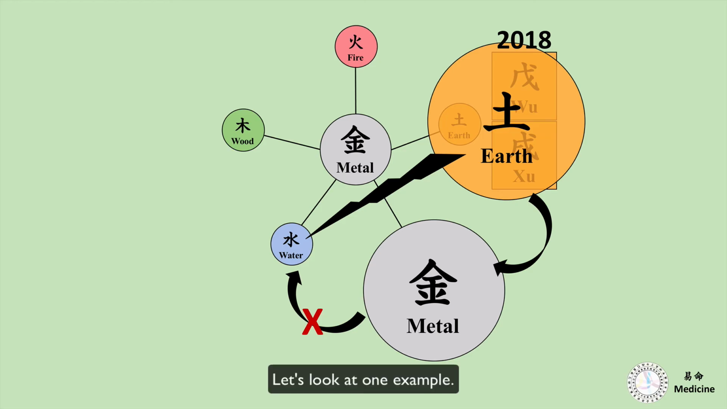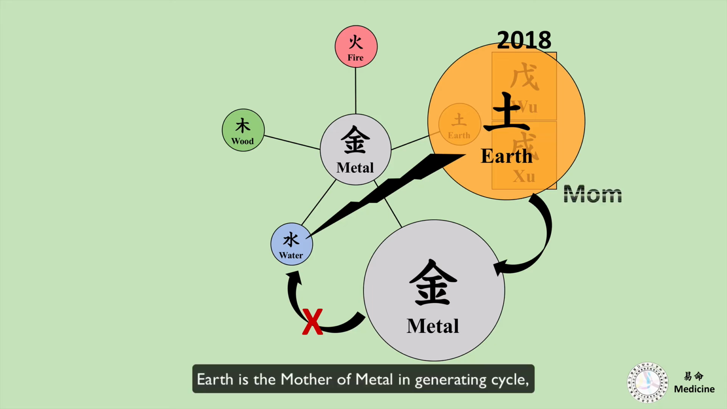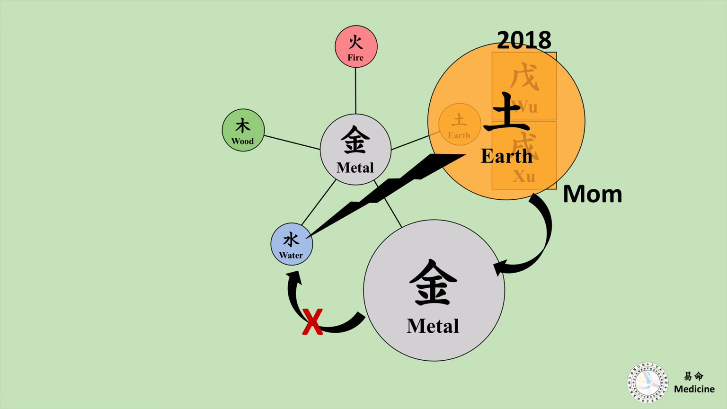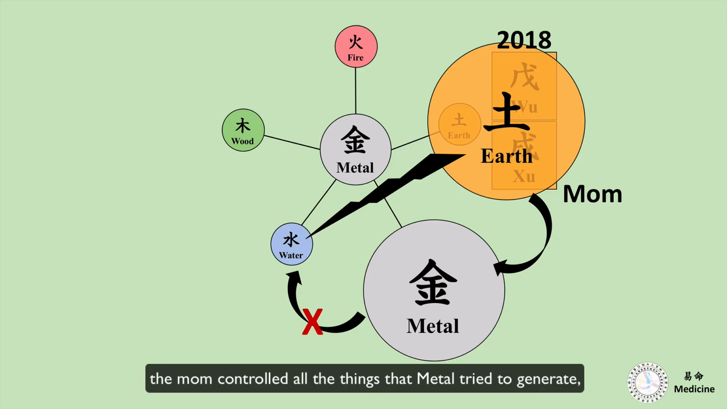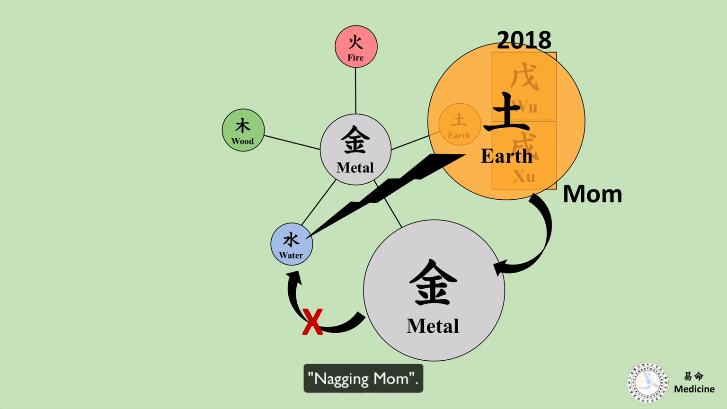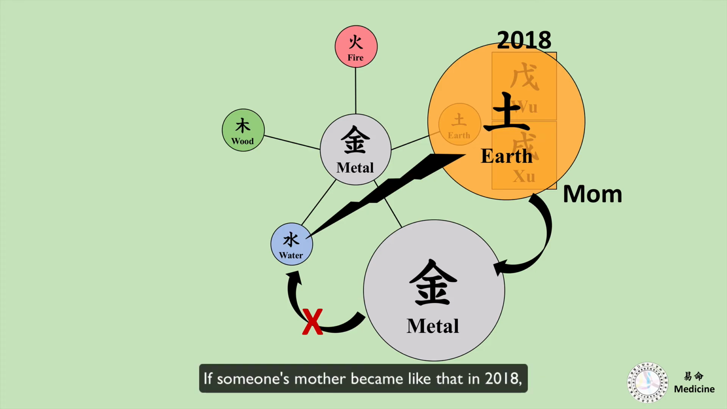Let's look at one example. Earth is the mother of metal in generating cycle, so this chart might have some troubles with mom in 2018. This mom kept controlling this water, which means the mom controlled all the things that metal tried to generate, tried to express, tried to do, which became a nagging mom. So if someone's mother became like that in 2018, those people might have a strong metal chart like this.